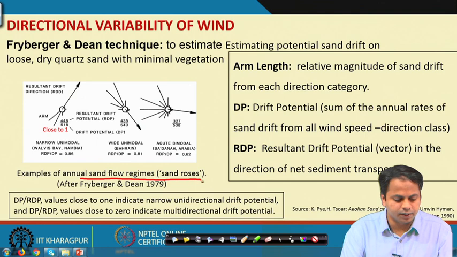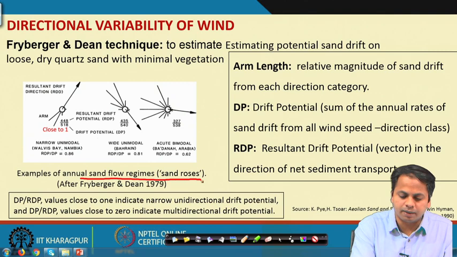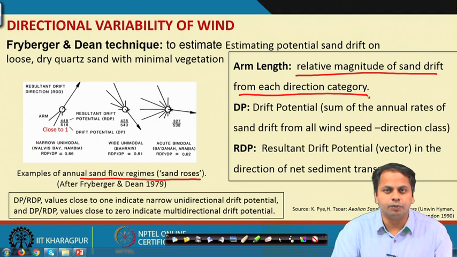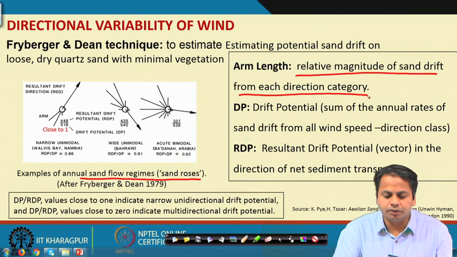Here, each individual arm represents the relative magnitude of sand drift from each direction category. We need to calculate the sand drift in each direction given by the equation Q, which represents the relative magnitude of sand drift in that direction category. Accordingly, we plot all the arms, and next we need to calculate the drift potential.